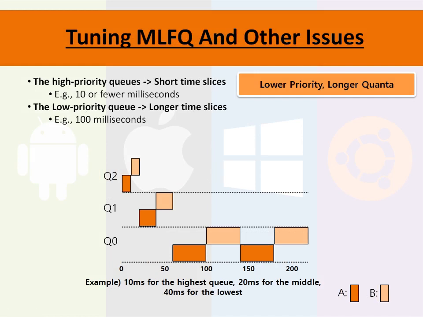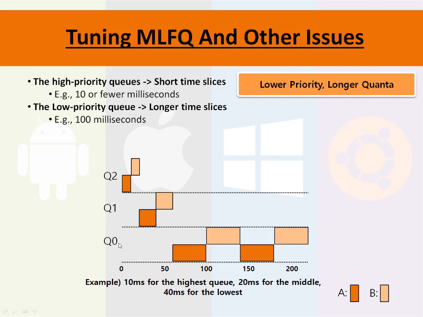Okay, so in this slide, we're going to be looking at some specific things that can be optimized, as well as a couple other issues. And the first thing that is optimized or tuned specifically is our time slices. So the high priority queues are given short time slices, and the low priority queues are given longer time slices. So what this means is that each queue doesn't have the same length of time for its time slice. And that makes sense, right?